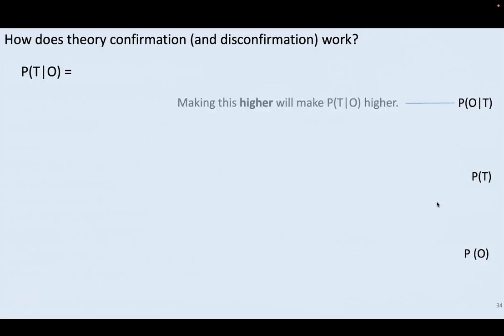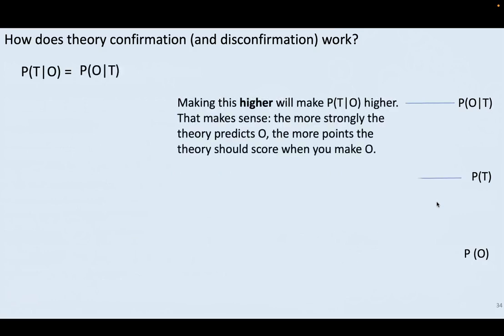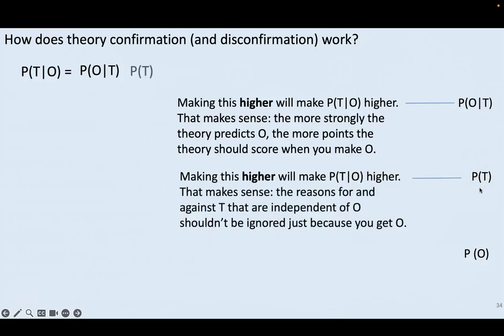The question now is how to put them together. And we already said that making the probability of the observation given the theory higher should make the probability of the theory given the observation higher. So mathematically, if we're trying to get this thing to go up as this one goes up, we want them on the same level here. The probability of the theory given the observation should go up as the probability of the theory goes up. So again, we should keep this on the same level here.